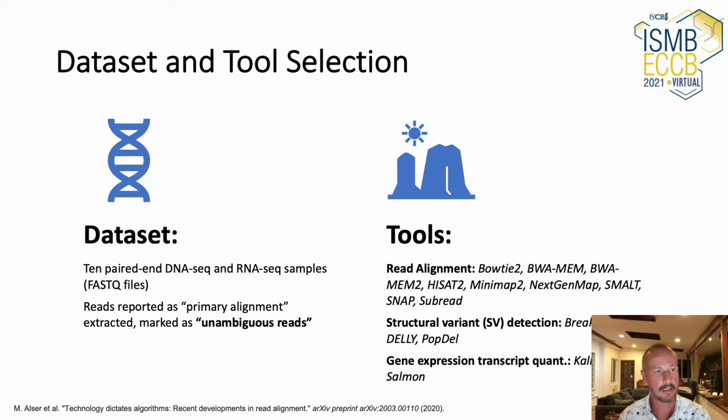In terms of the data sets, we randomly selected 10 samples of DNA-seq and RNA-seq files. For the alignment purposes, we considered the reads where only the primary alignment is reported. We took a few tools for read alignment, several tools for structural variant detection, and for gene expression, we took Kallisto and Salmon.